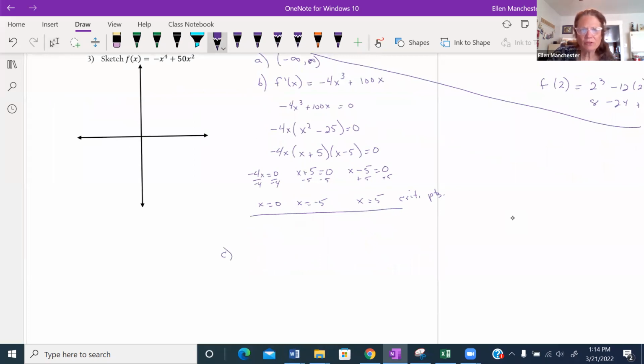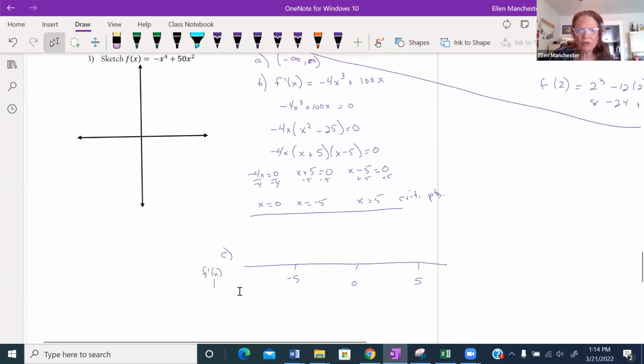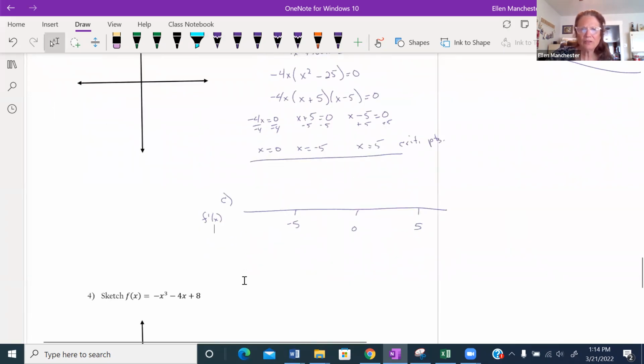Okay, so now we have our test chart. Make sure you put them in order. Otherwise, that could also throw off the test chart. And remember, this is for our derivative. So we're testing to see, is this going to go uphill or downhill? So I'm going to test them over here.